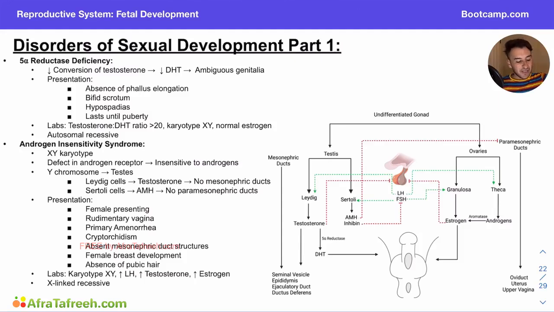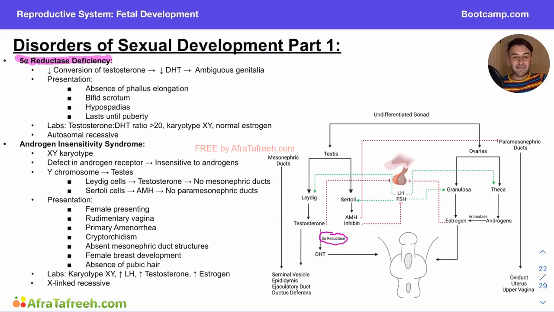I want to start out by talking about 5-alpha reductase deficiency. Now, if you remember, 5-alpha reductase is going to be an important enzyme, and it's going to exist down here in our diagram, and its job is to convert testosterone to dihydrotestosterone, also called DHT.